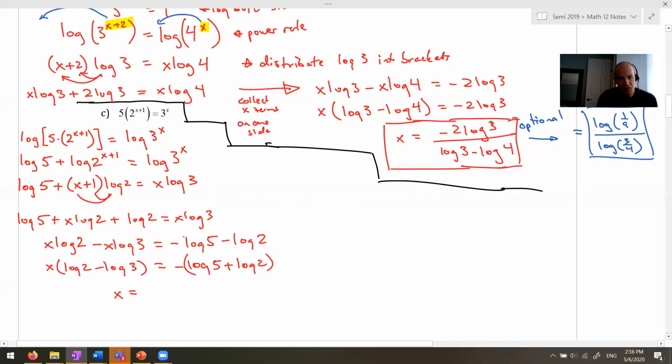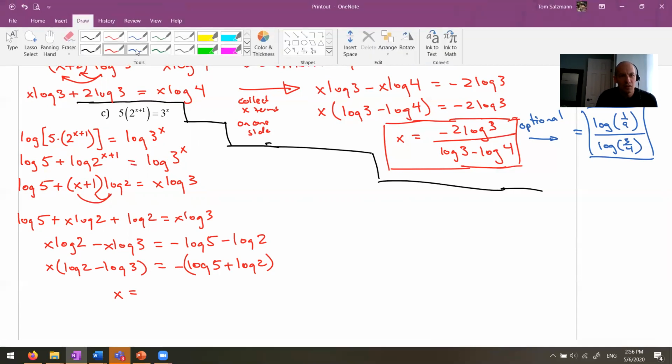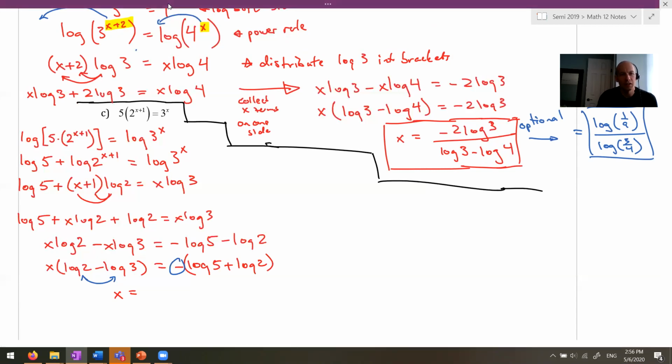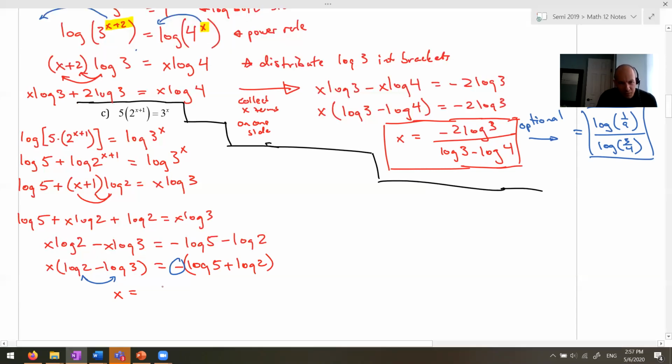Okay, so this negative sign right here and this negative sign right here, they're going to switch places. So I'm going to cancel the negative sign on the right by making it just positive log 5 plus log 2. And on the left, instead of it being log 2 minus log 3, it's going to be log 3 minus log 2. And that's a pretty good answer.